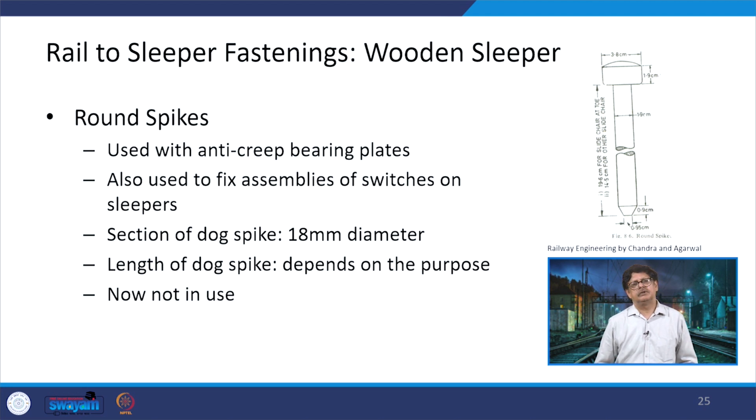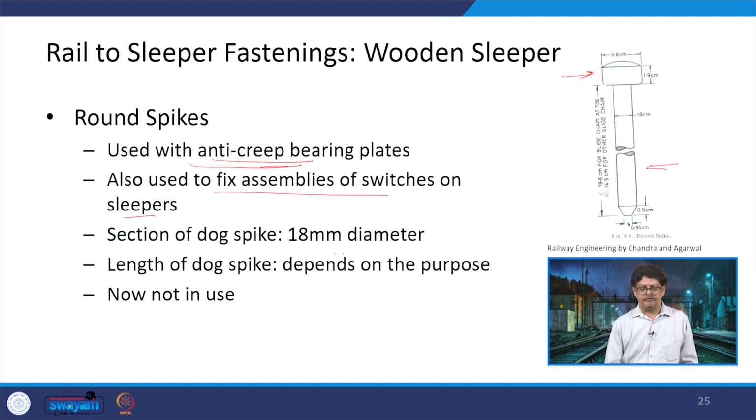Another type of spike is a round spike. You can see here this is totally round, and it is provided with an elongated head at the top. So this is one type of system being used. These are used with anti-creep bearing plates. They have been found to perform better there. They are also used to fix assemblies of switches on the sleepers. So that's another location where round spikes can be used along with wooden sleepers.